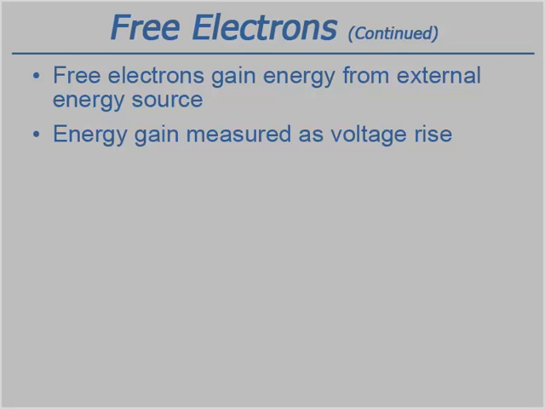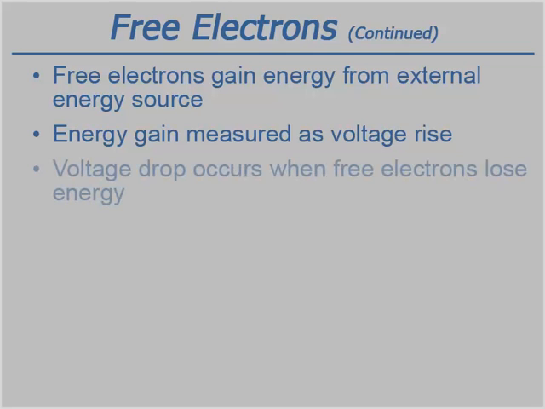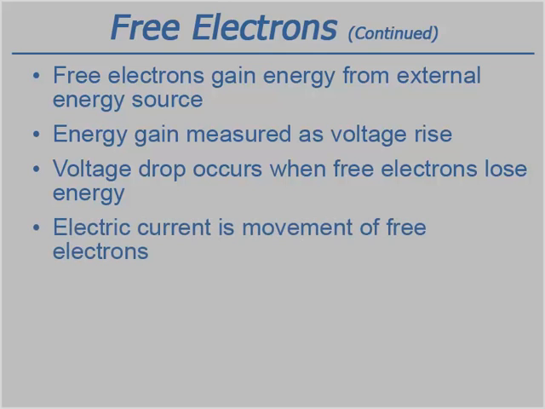Later, it will be shown that a voltage source causes electrons to gain energy. A voltage drop is when free electrons lose energy. Later, it will be shown that an electrical load is where electrons lose energy, or it is where the flow of electrons perform work, such as energizing a light bulb or driving a motor. It is the movement of free electrons that provides electric current.